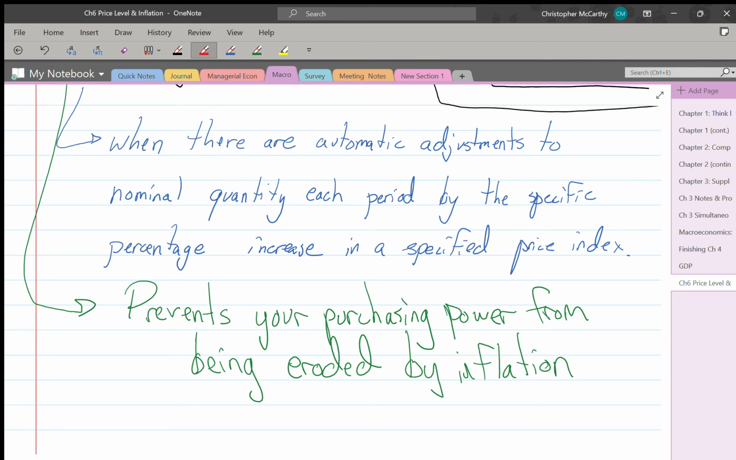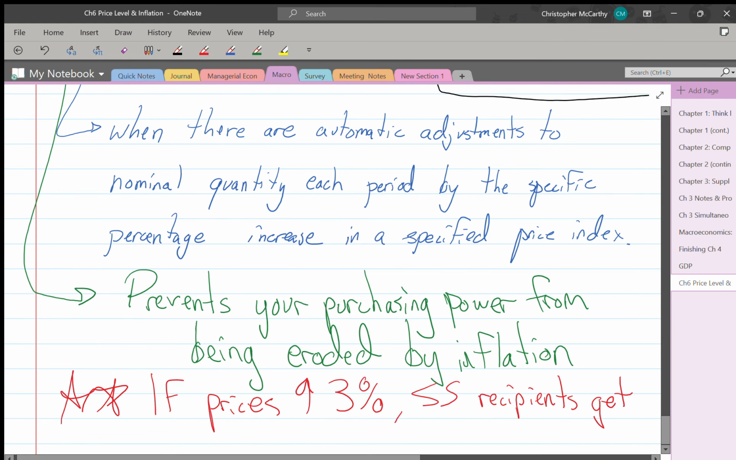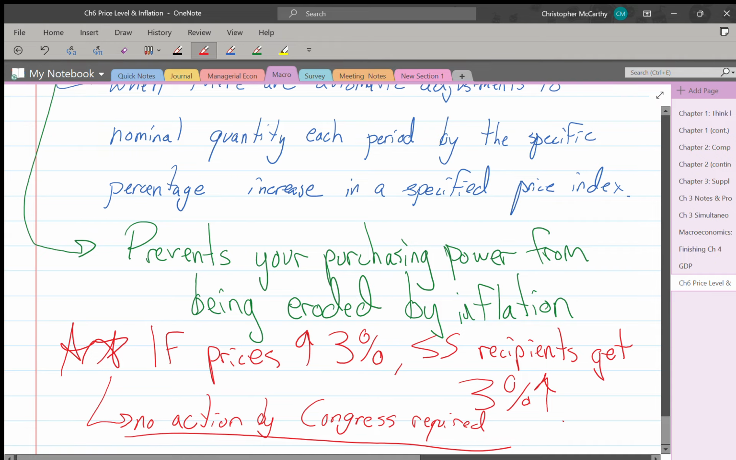And so, for instance, Social Security payments, right? If prices increase 3% in some year, Social Security recipients get 3% more. So there's no action by Congress or any of the other government branches required.